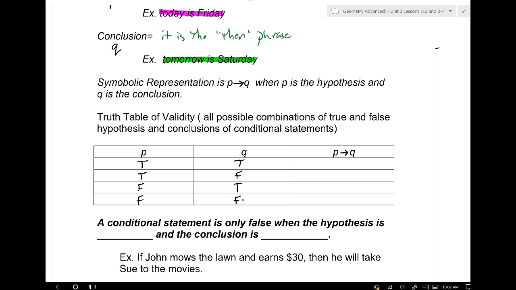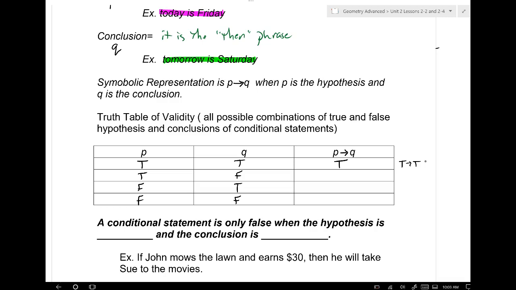Let's have a little bit of fun with this, because this is where people get totally confused in this class. But here's a logical thing. If I have a conditional statement and both of them are true, so if I have a true statement, then I have a true conclusion, you're going to assume that my conditional statement is going to be true. It's very simple. If true, then true. That makes sense.